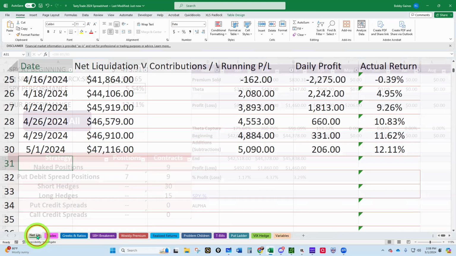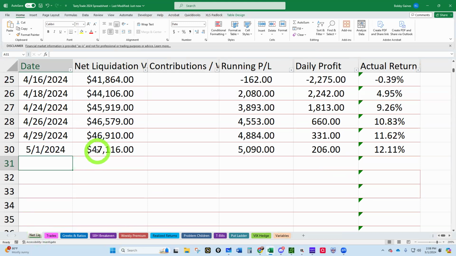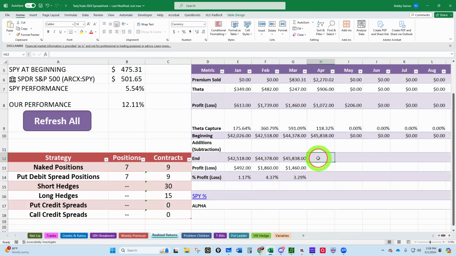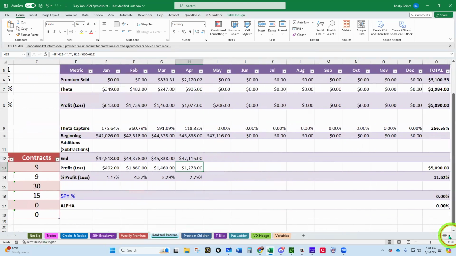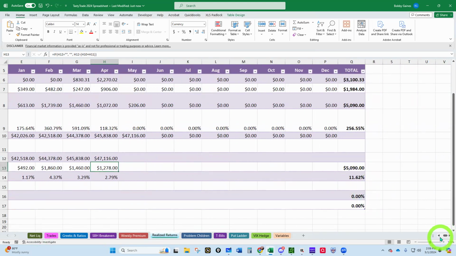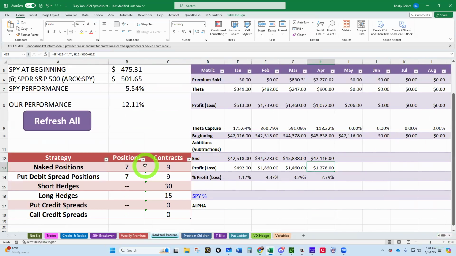So let's go ahead and put this in there. 47,116, we'll say this is our ending amount for April. It'll all end up in the wash. So let's put that in there. So we ended the month of April up 2.79%. Y'all, this is good. Look, 1%, 4%, 3%, almost 3%. And that gives us 11.62%. So, here and there, dimes and nickels are doing differences, but we're doing really good in the account. So we'll say 47,116 is our starting point for May, which looks really, really good.